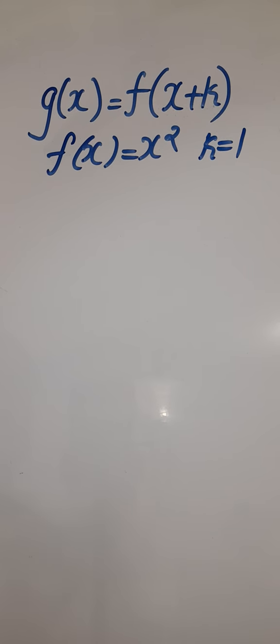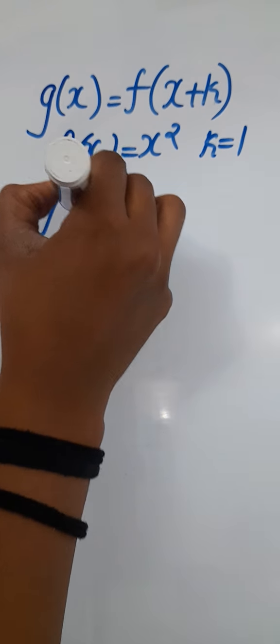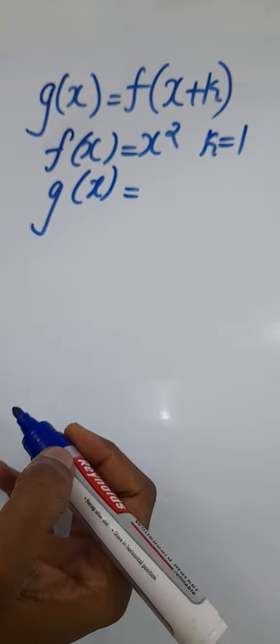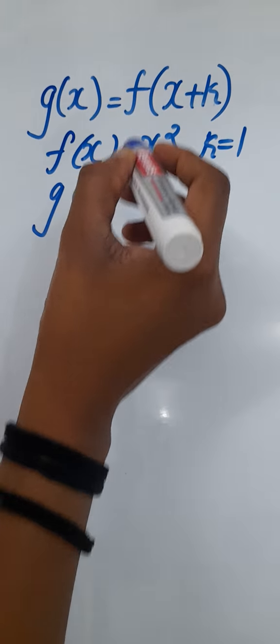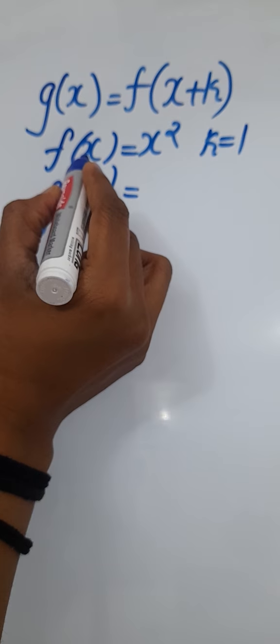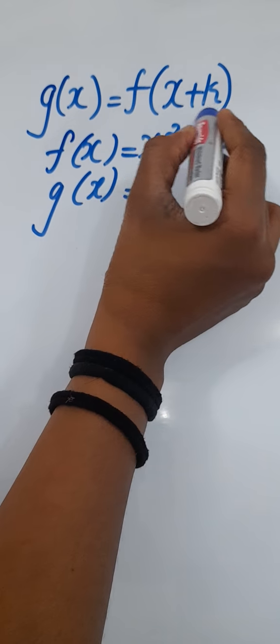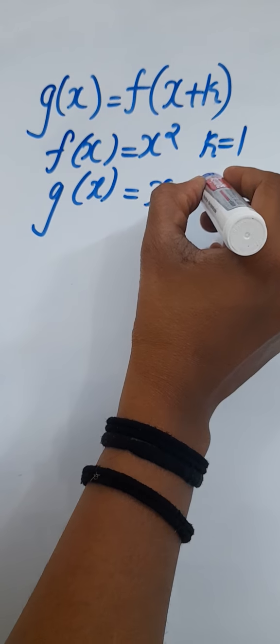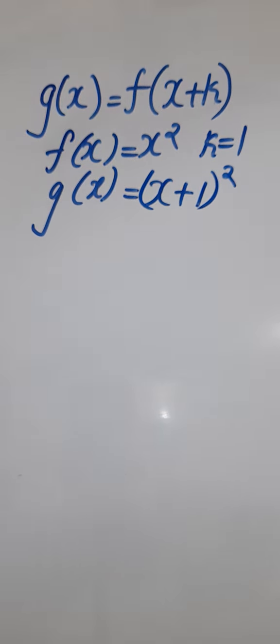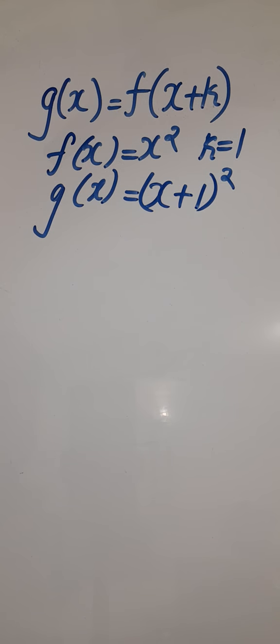You can explore the same concept by considering different functions. As of now, let us consider f of x to be x square. Then we get g of x to be equal to f of x plus k. So very clearly we replace x by x plus k. Hence we get it to be equal to x plus k the whole square, and in this case what we consider is k equal to 1. So we get g of x equals x plus 1 the whole square.